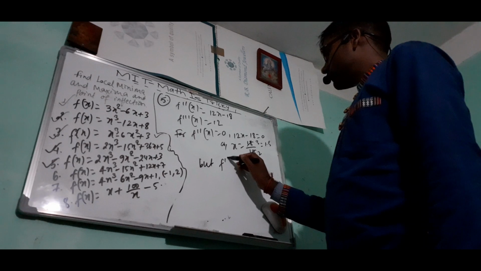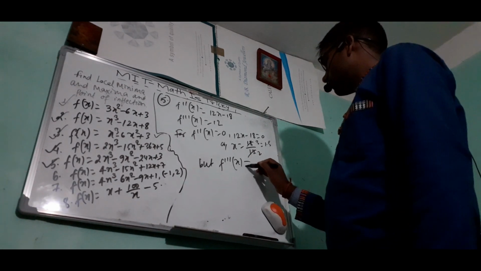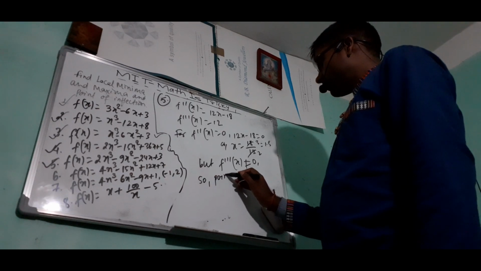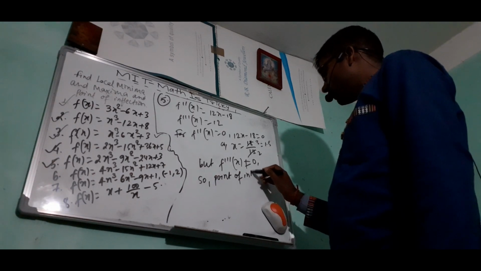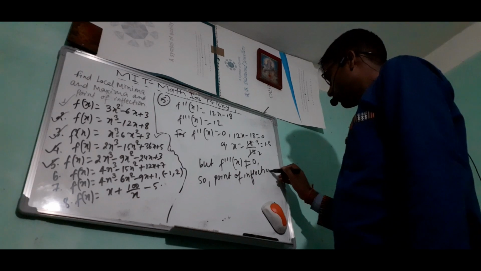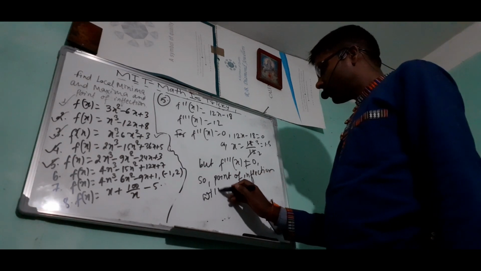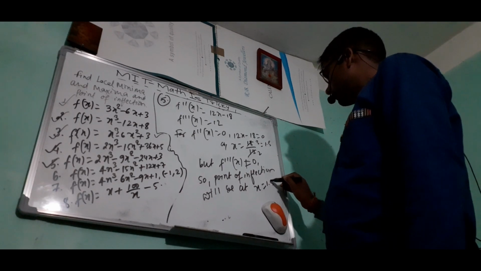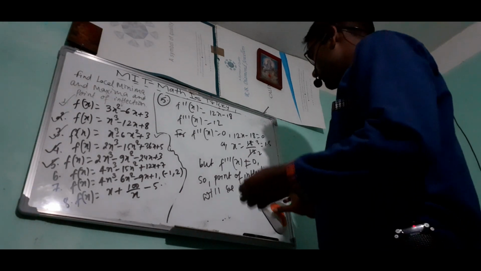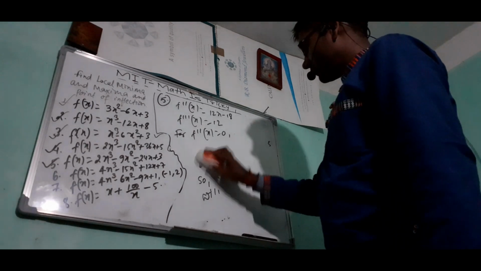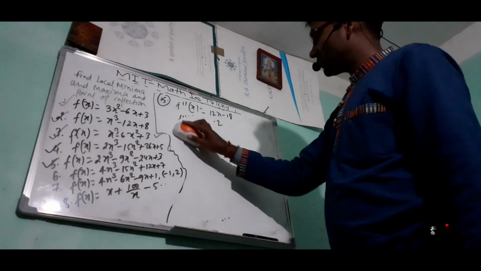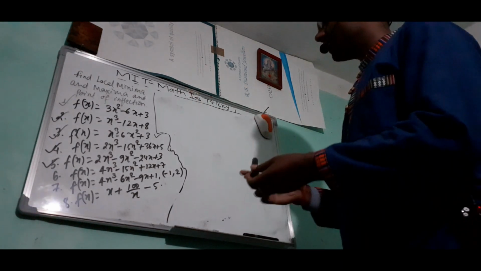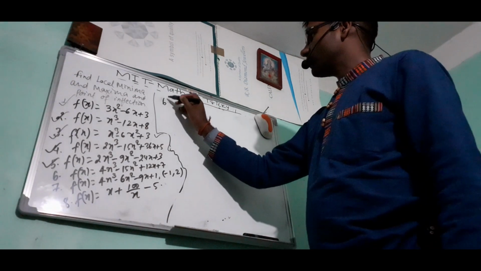But f'''(x) is not equal to 0, so the point of inflection will be at x equals 1.5. Hope you are getting this. You can do it like this also in a super fast way if you practice well. Okay, let me do the next question for you.